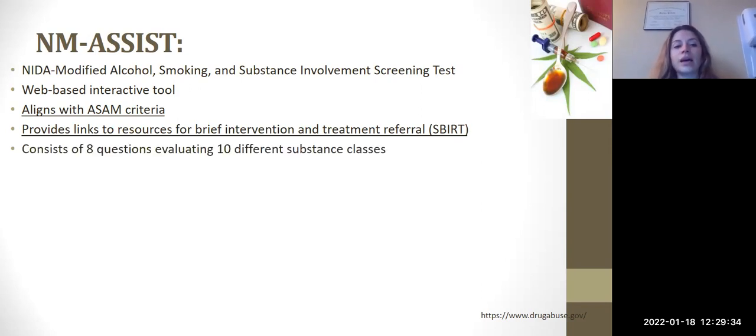So it has 8 questions evaluating 10 different substance classes, which is your initial screener. And then it goes into more detail based on what they say yes to. So if they only say yes to marijuana and opiates, then those are the only questions that it's going to really ask them in detail and help to determine if they are falling into a risky category. At the end, it will give a leveling recommendation.